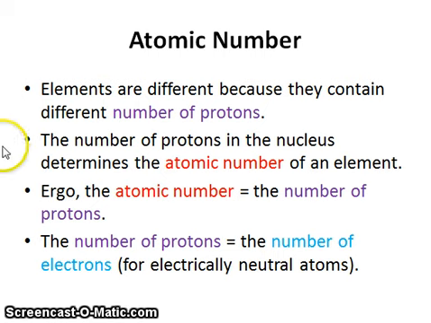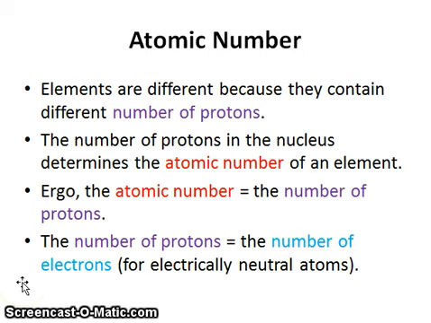So the number of protons in the nucleus determines the atomic number of an element. That means that the atomic number is always equal to the number of protons in a certain atom. Now, if the atom is neutral, that means that it doesn't have an overall charge, then the number of protons will also be equal to the number of electrons within the same atom.